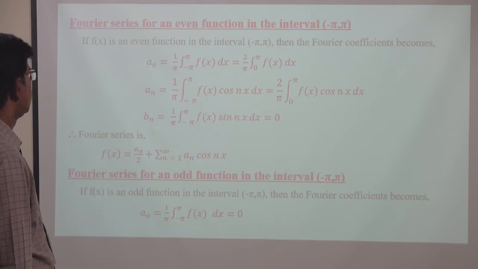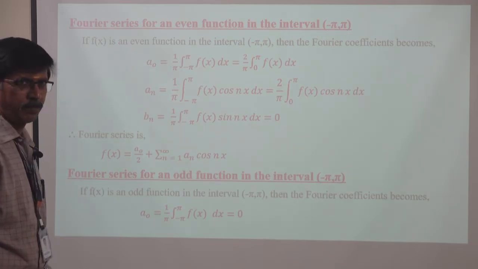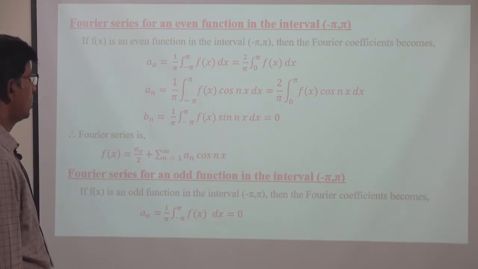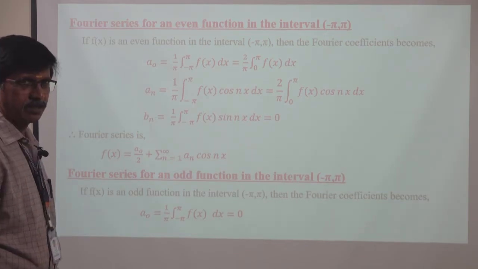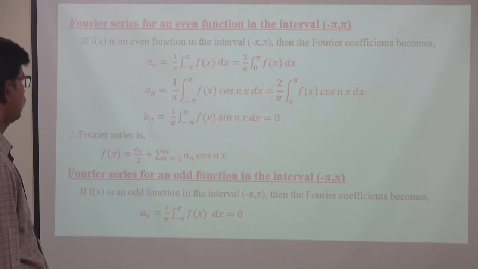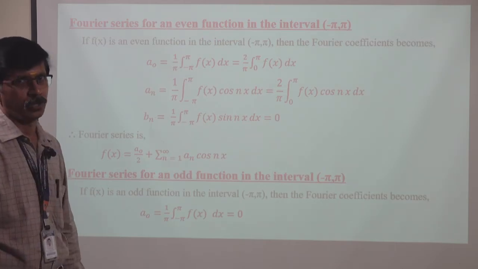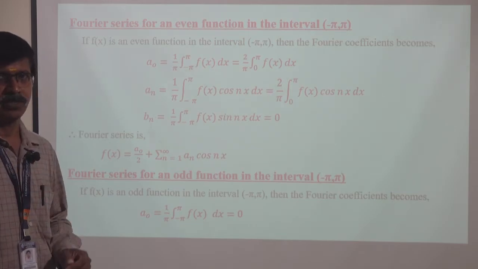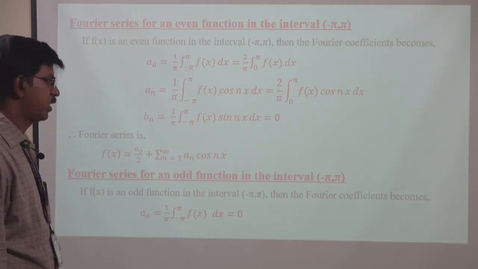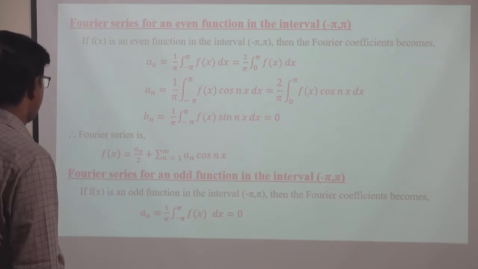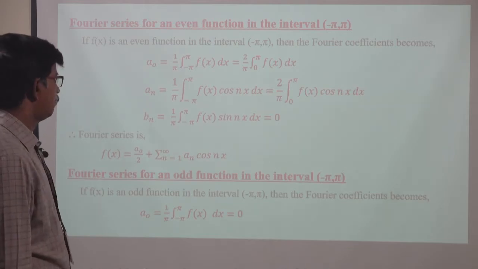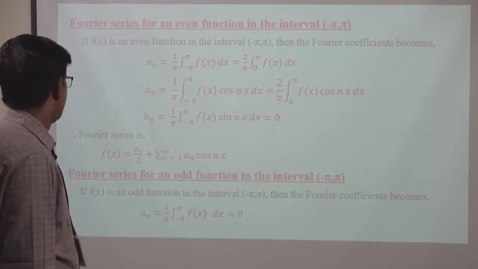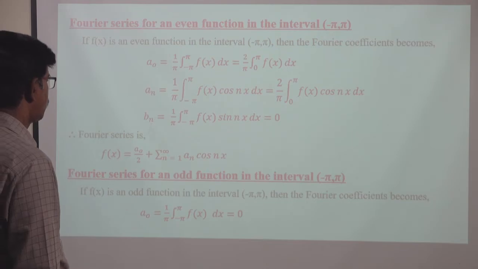Then a n will be 1 by pi into integral minus pi to plus pi f of x cos n x dx, which will become 2 by pi into integral over 0 to pi f of x cos n x dx. And b n is equal to 1 by pi into integral minus pi to plus pi f of x sin n x dx, which will be 0. Therefore, if the function is an even function, the Fourier series will become f of x equal to a0 by 2 plus summation n equal to 1 to infinity a n cos n x, because the value of b n is 0. Fourier series for an odd function in the interval minus pi to plus pi.